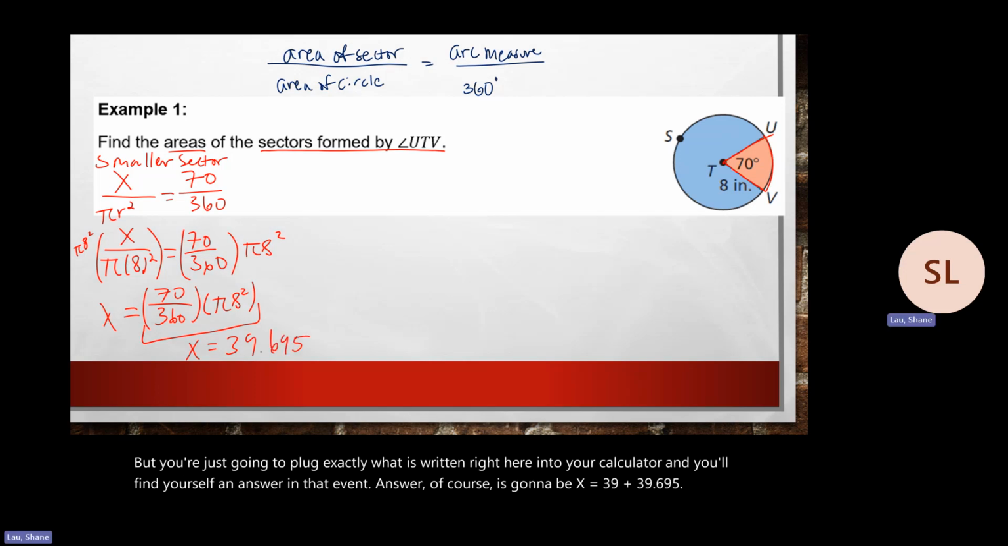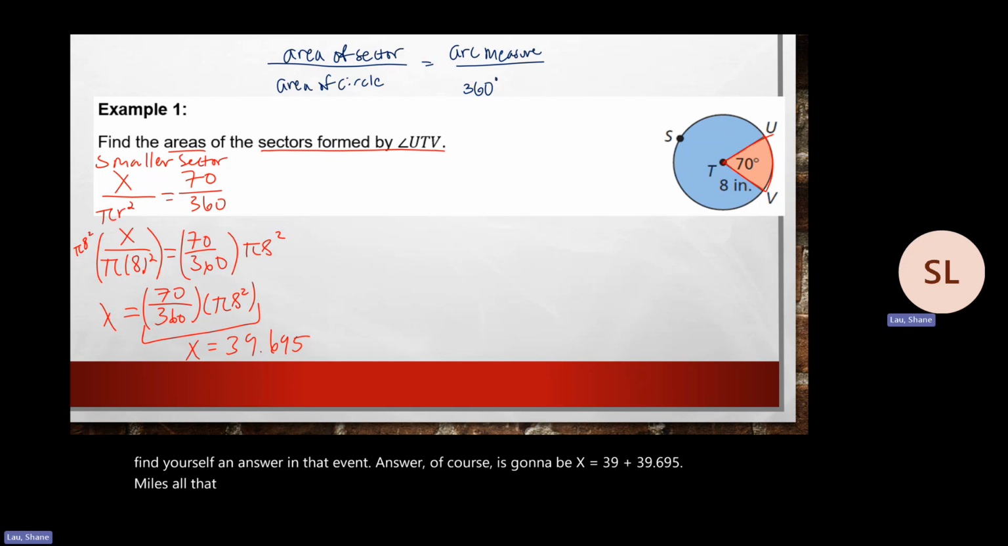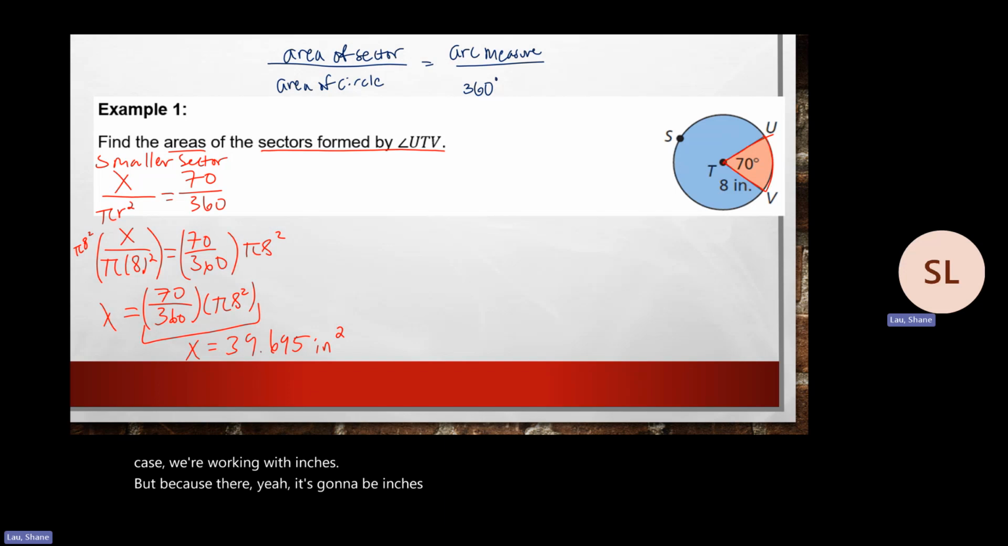Going careful here. Beforehand, we were talking about inches and centimeters, meters, miles, all that stuff. Here, because we're talking about area, we have to look at our units. In this case, we're working with inches. But because it's the area, it's going to be inches squared. So make sure you catch that.